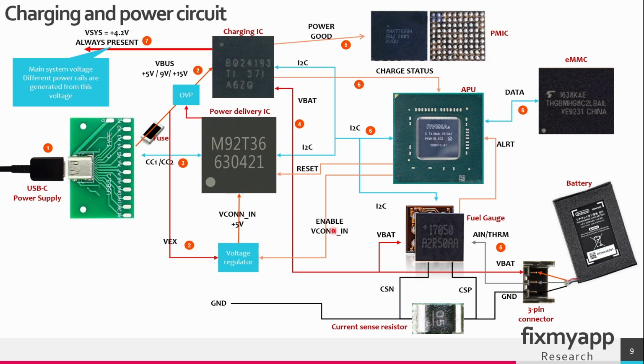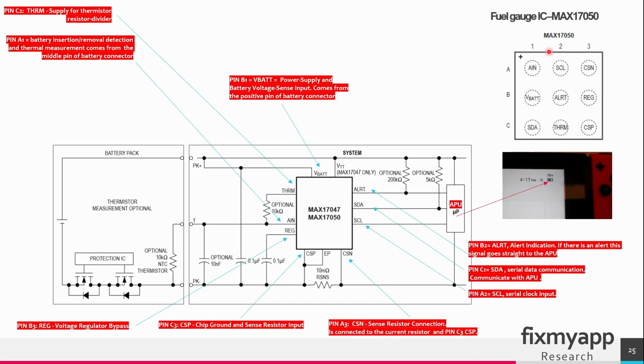Next, I am going to analyze the fuel gauge IC. The fuel gauge IC that is used in the Nintendo Switch is the MAX17050. This IC is used to calculate the capacity of the battery, and the capacity can be shown on the right top corner of the Nintendo Switch. So this information here is being calculated by this IC, the MAX17047.